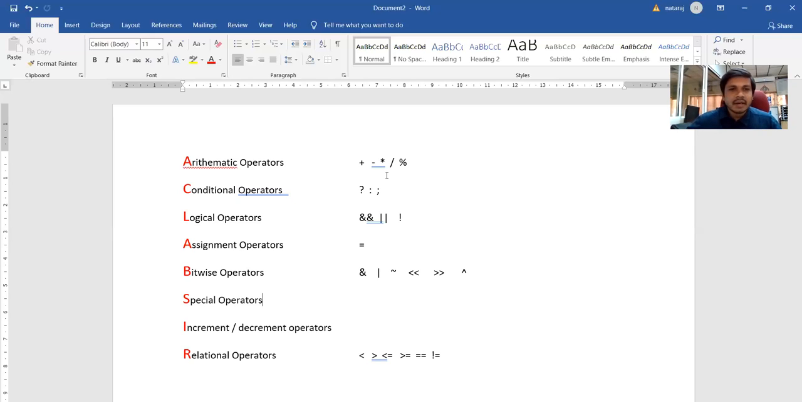Out of these 8 types of operators, we have covered the arithmetic operators: plus, minus, star, slash, and modulus. Plus, minus, star, slash are your mathematics operators only, just like the way you have done your mathematics operations. And modulus is something new which you learned in the last class. It gives you a remainder, and it is used only for integers. It cannot be used for real numbers. It is used only for integer values, to be specific.